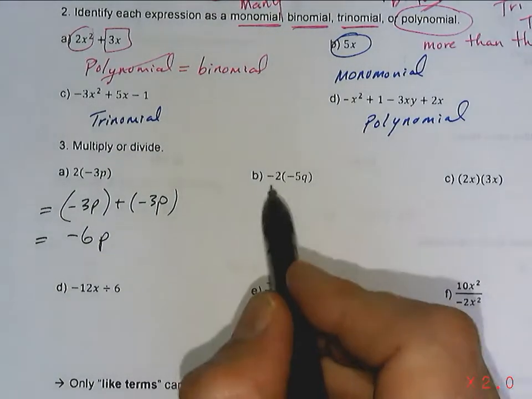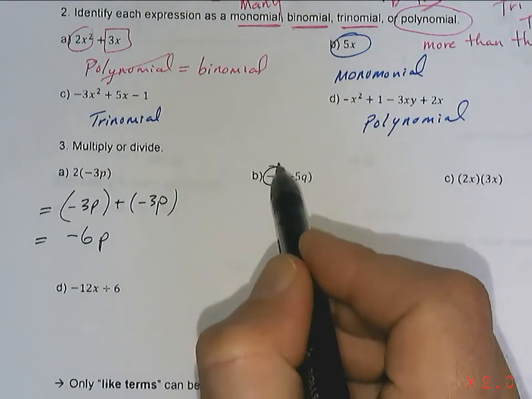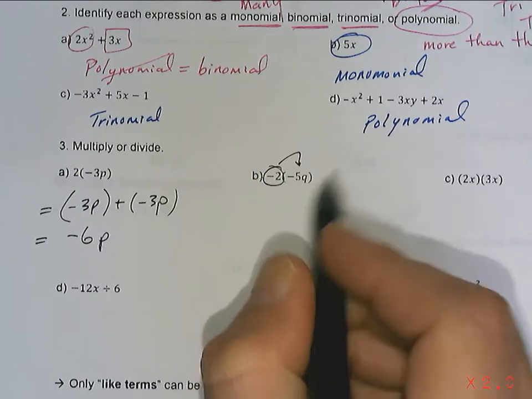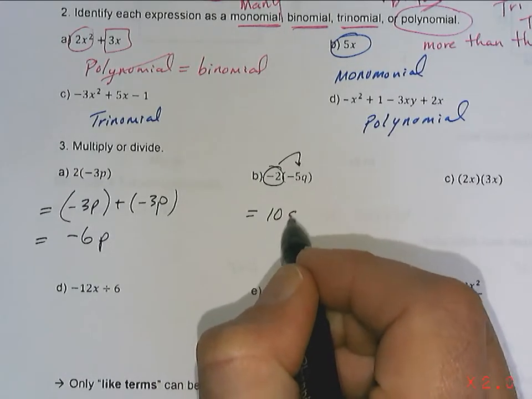So how do we multiply these guys? Well, you've got to take into account the negative. So it's negative 2 times negative 5. It's going to give you positive 10q.